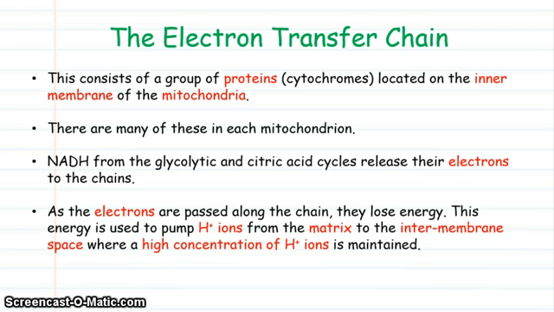Now, as the electrons are passed along the cytochrome chain, the electron transfer chain, they lose energy, and the energy is used to pump hydrogen ions from the matrix of the mitochondria, which is where the citric acid cycle took place, across the inner membrane into the intermembrane space of the mitochondria, and so builds up a high concentration of hydrogen ions in that intermembrane space.